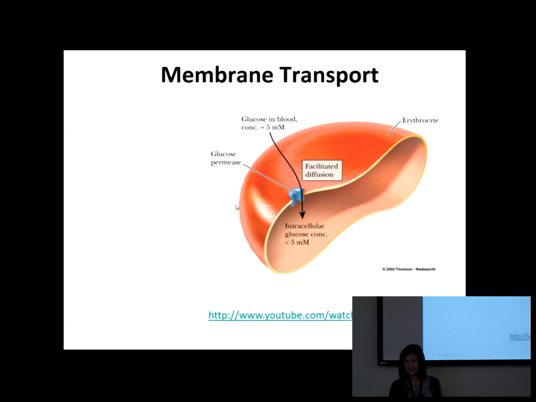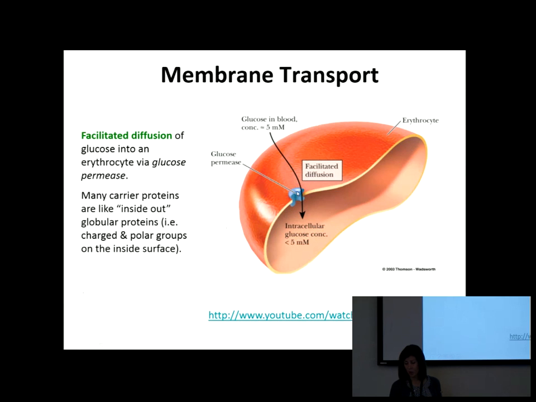So glucose permease is an example of facilitated diffusion. What I have here is a picture of a red blood cell, an erythrocyte. We just cut it away. And this blue part here is the glucose permease, and you can see it's a cutaway as well. If we completed it, it would be a pore. And so we're going to go from a high concentration of glucose in the blood to a low glucose concentration inside the cell, which is going to be less than 5 millimolar. So you can see that it's still passive transport, because we're going from high concentration to low concentration. But glucose can't get through the cell membrane. There has to be a special channel for it, and that's the glucose permease.